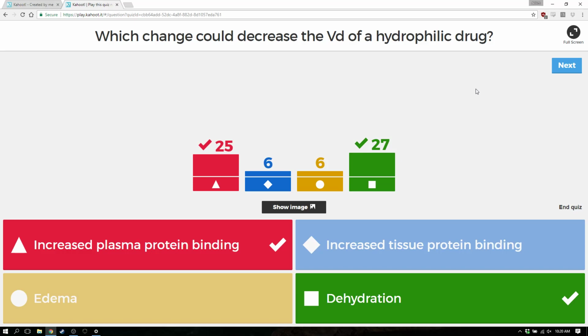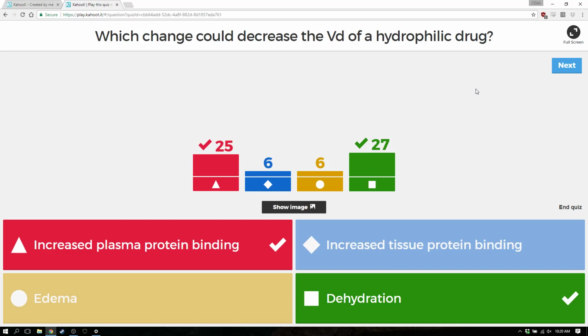How about dehydration? Yeah, so the drug likes water, right? So if you're decreasing the amount of interstitial fluid you have for the drug to partition out to, more of it's going to be contained within that plasma there. So that would actually decrease the volume of distribution as well, right?